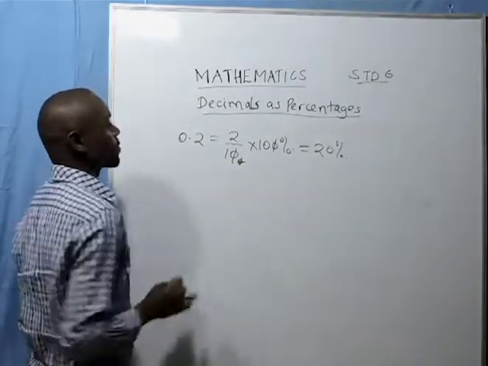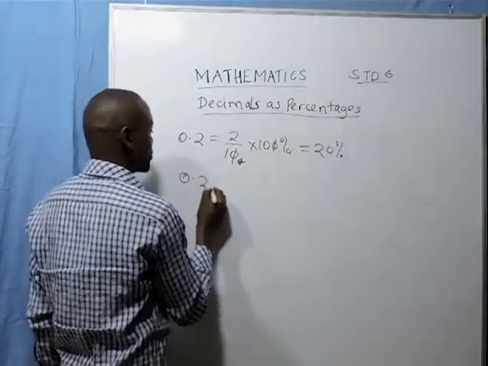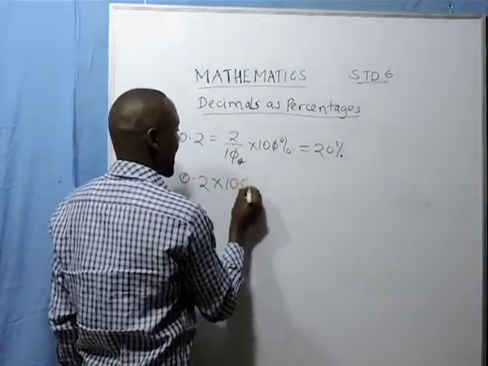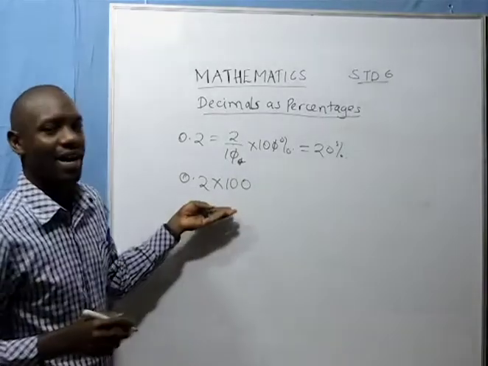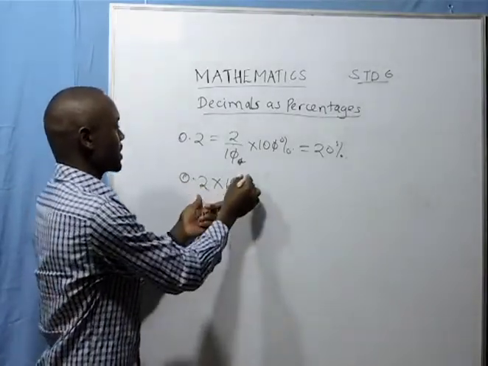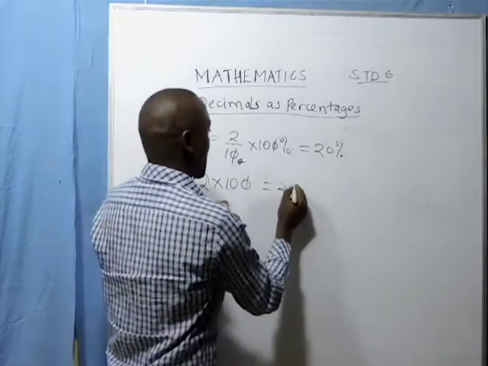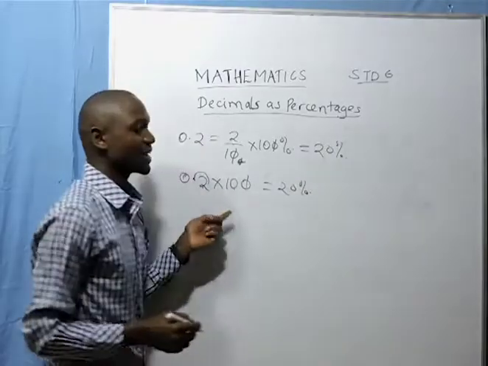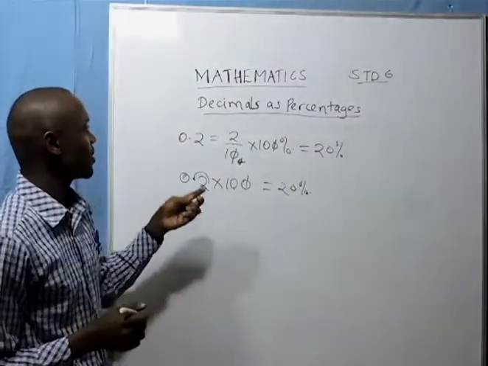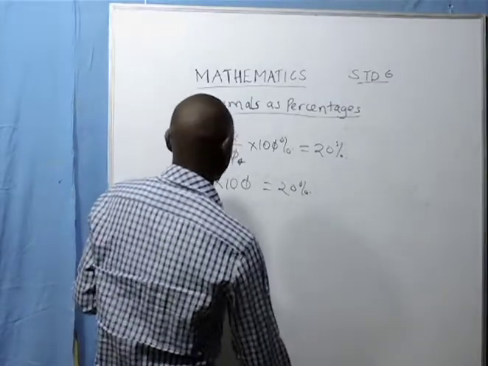Alternatively, we can just multiply directly by 100. That is 0.2 as a decimal multiplied by 100. It has one decimal place, so it will be 2 times 10, which is 20%. That is just another way of converting or writing decimals as percentages. Another example.